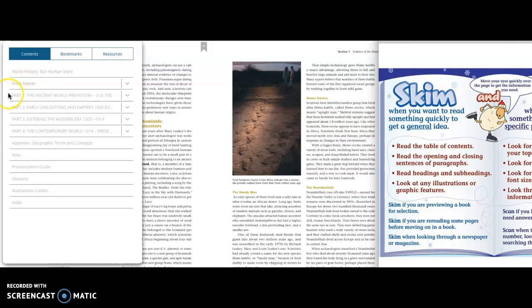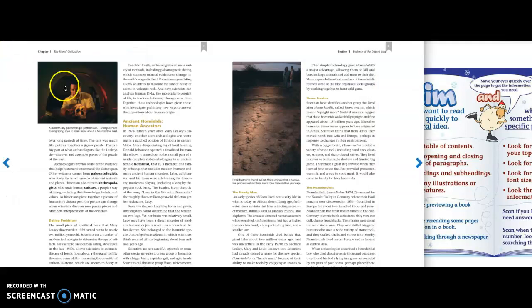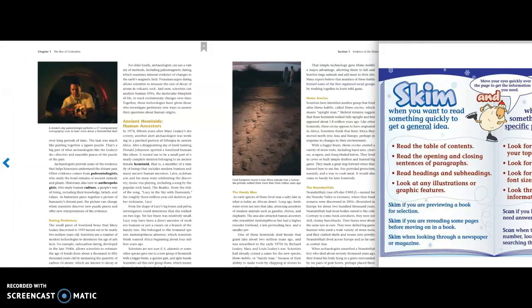Part one is the ancient world, so it tells me dates, which is extremely important, because if I click on part one, I know the dates in which I'm going to be reading about. Part two, early civilizations and empires, and so on and so forth. From there, read the opening and closing sentences of paragraphs.